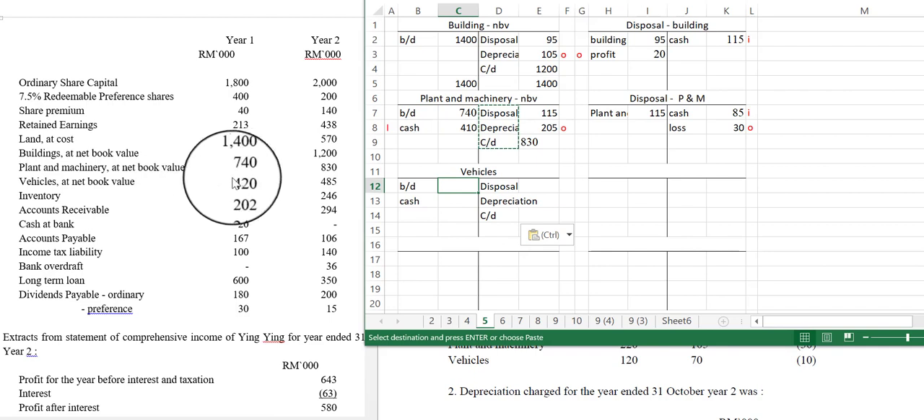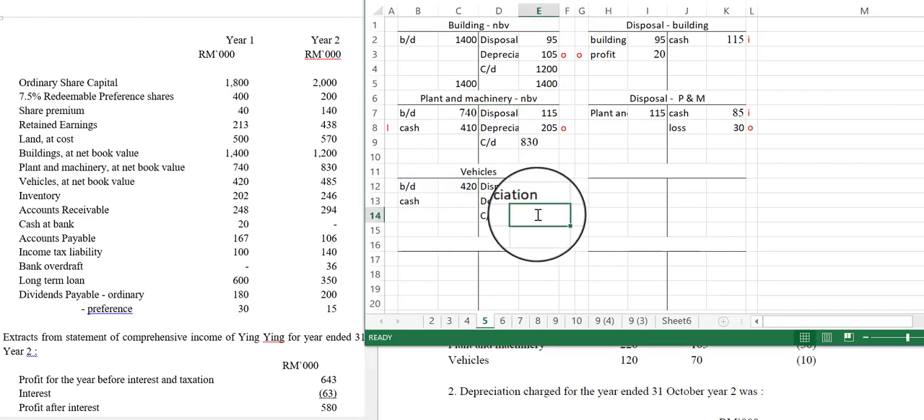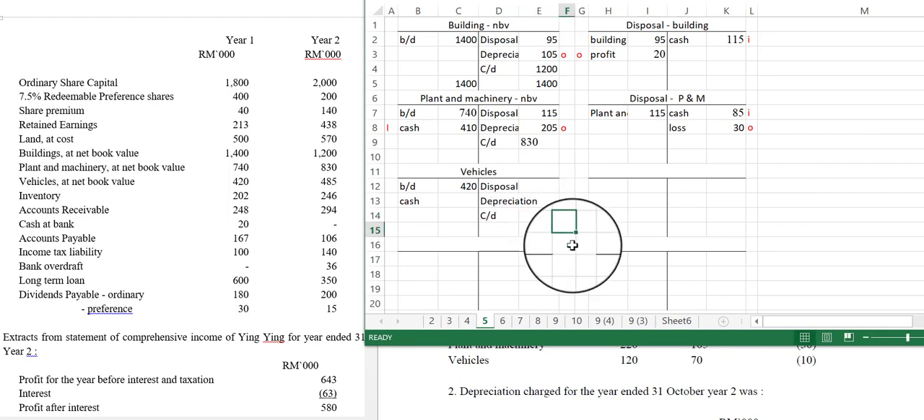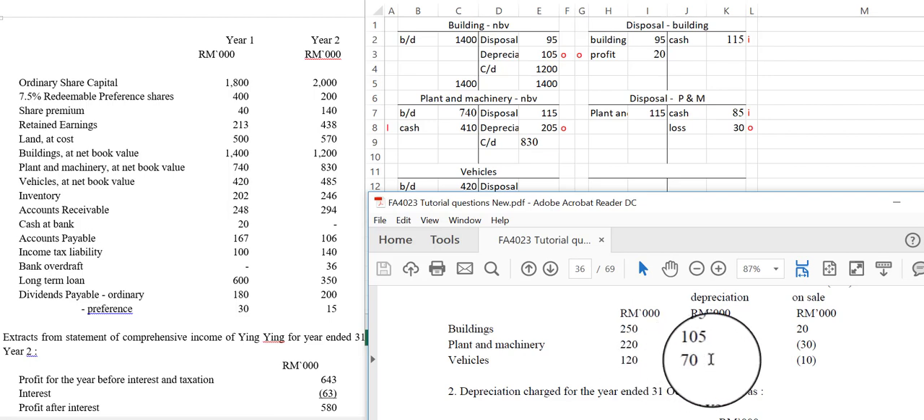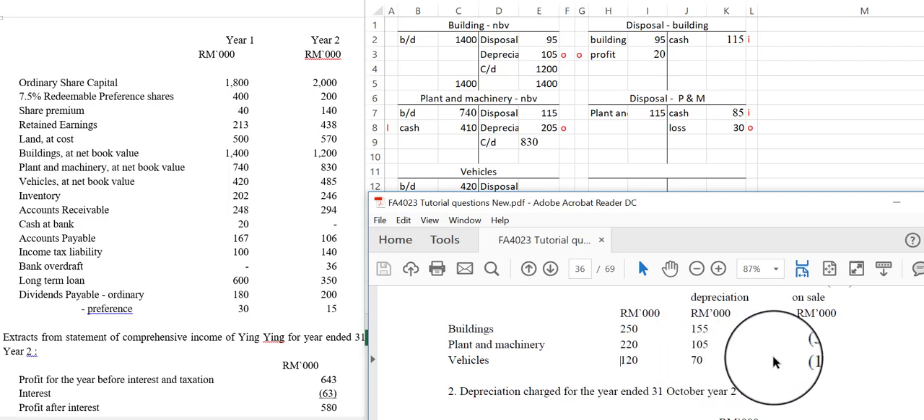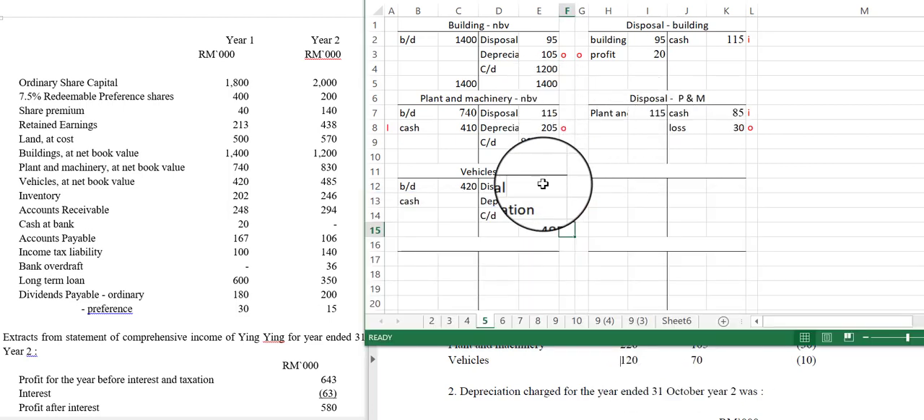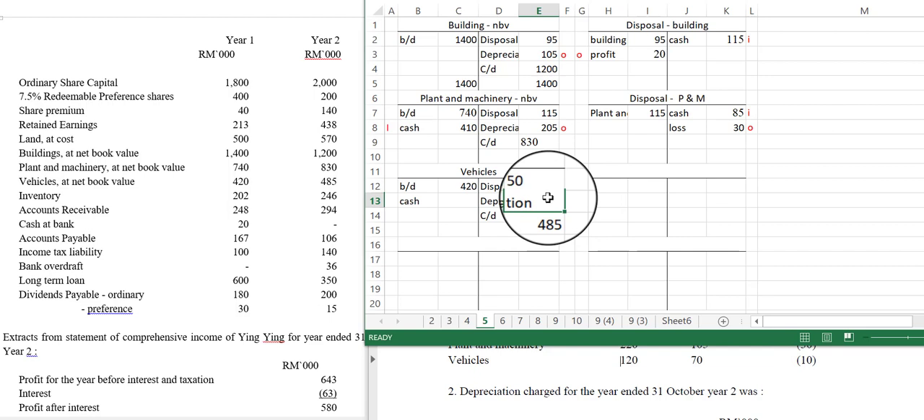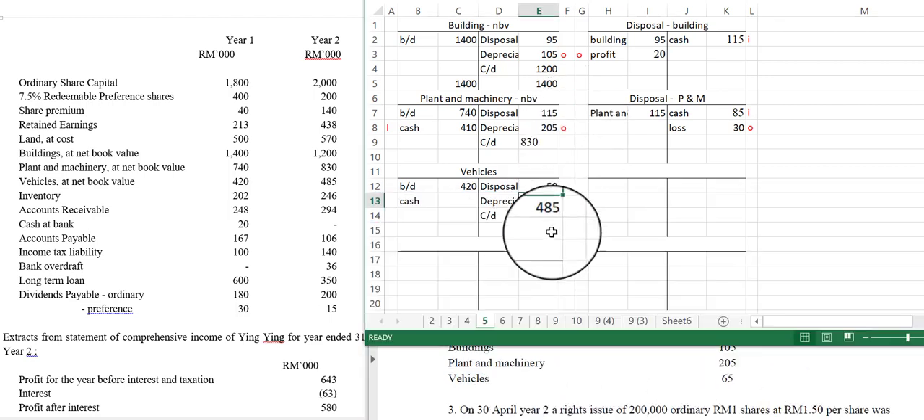So opening vehicles 420. Here you have 420, here you have 480, 485. Okay, during the year they told you that the vehicles has a cost of 120, but then when they dispose of, they actually has been disposed of. Then you look at here, the net book value is actually only 50. Okay, 50. So the depreciations for the year for this vehicle is 65. Okay, so you have 65 here.